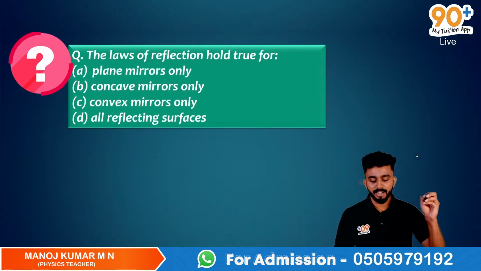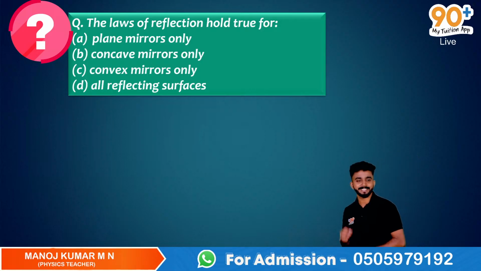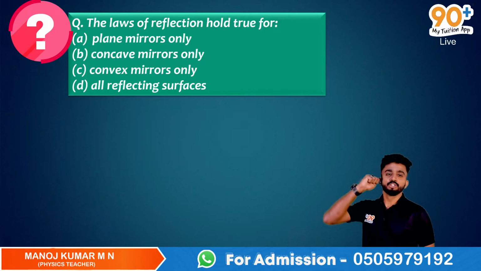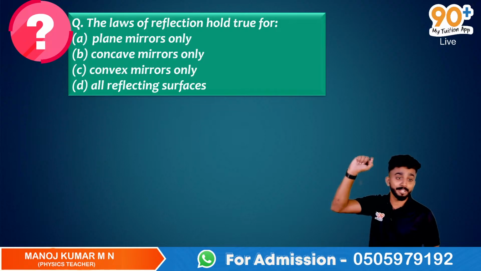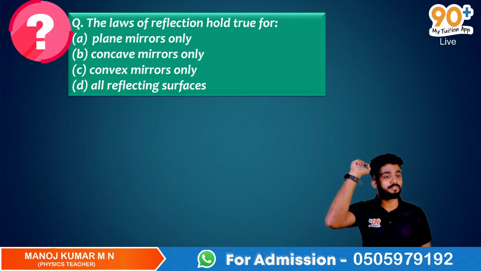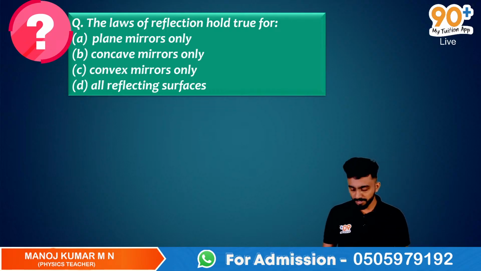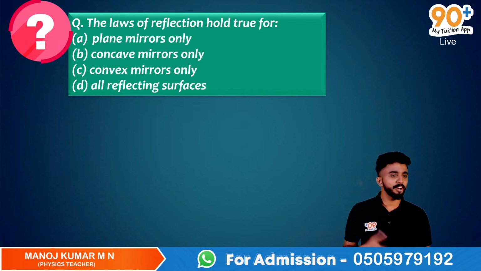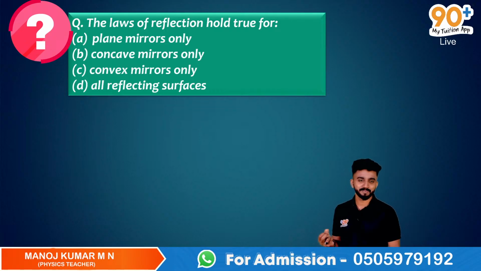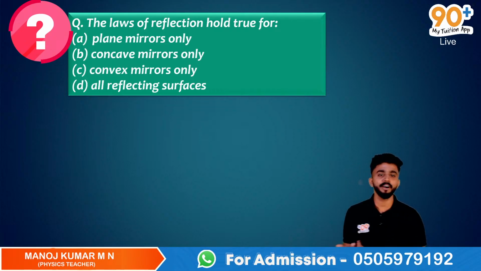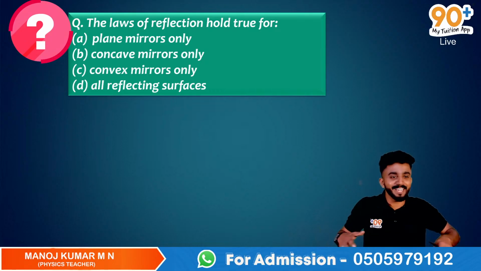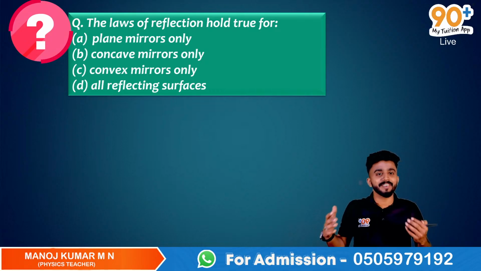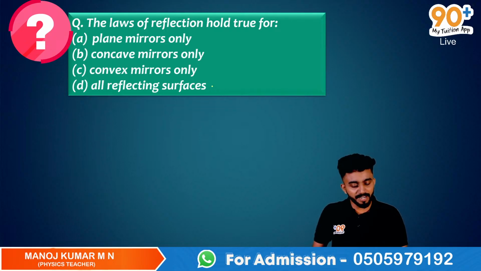If you are done writing the terms associated with spherical mirrors, let's check out some important multiple choice questions. So laws of reflection hold true for, what do you think, guys? Only plane mirrors? Only concave mirrors? Only convex mirrors? Or all reflecting surfaces? Laws of reflection hold true for all reflecting surfaces, right? It is universal, isn't it?